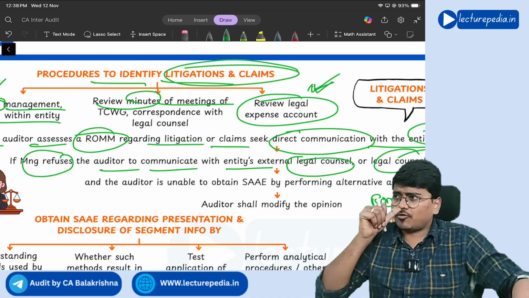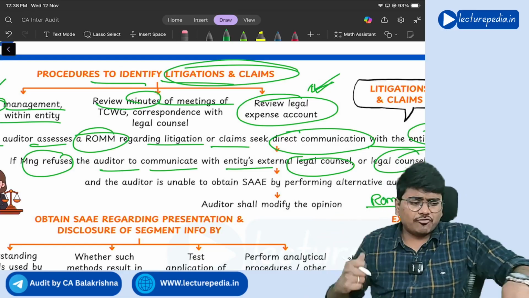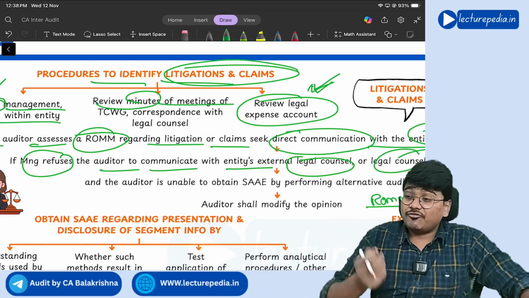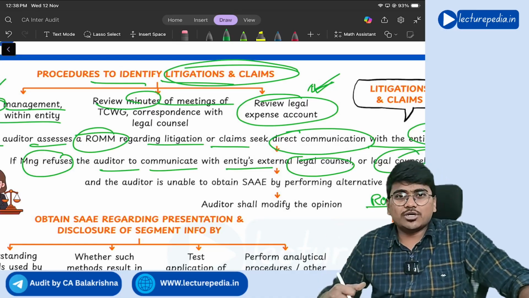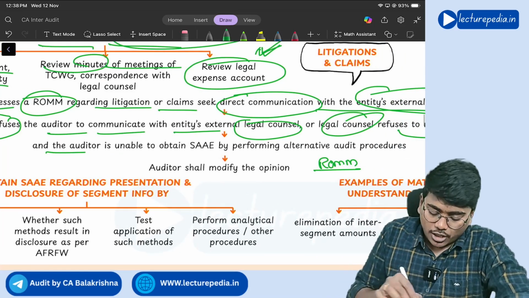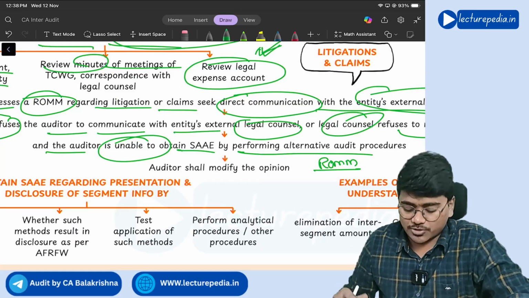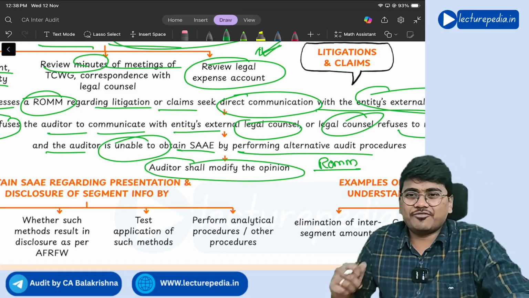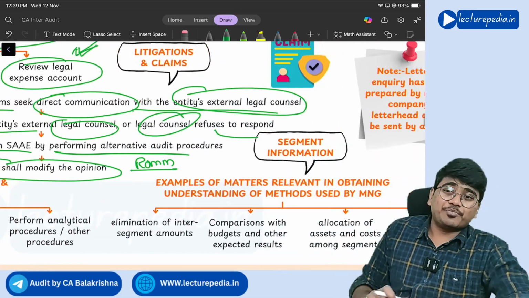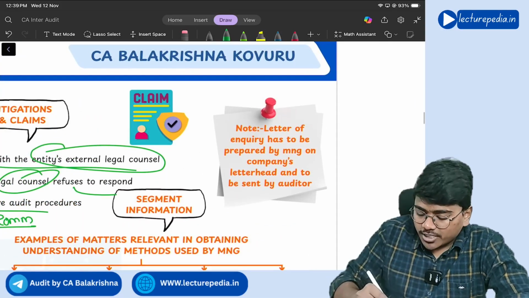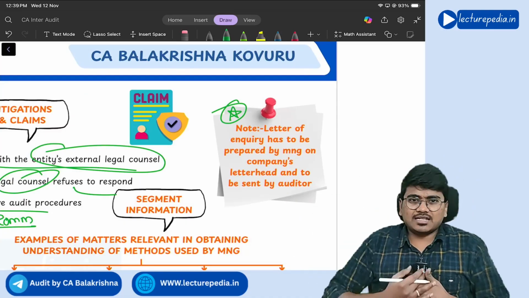If you are able to perform them and obtain evidence, then that is well and good. You will perform those procedures and you will get the evidence. If it is not possible to perform alternate audit procedures also, then what will you do? You will modify your opinion. See, if the auditor is unable to obtain sufficient appropriate audit evidence even by performing alternate audit procedures, then the auditor shall modify the opinion. Clear? Yes. So this is with respect to litigations and claims. See, another important point: I told you that the auditor will communicate with the external legal counsel, right?